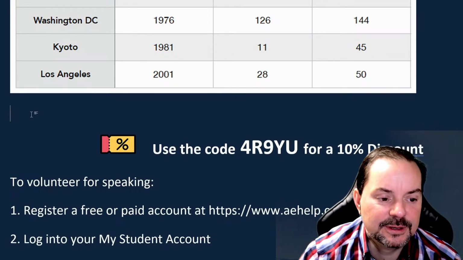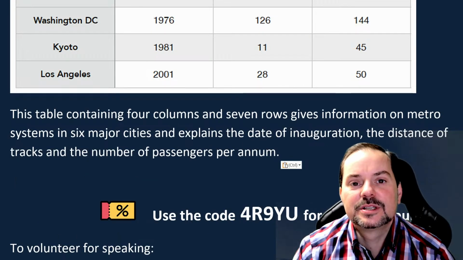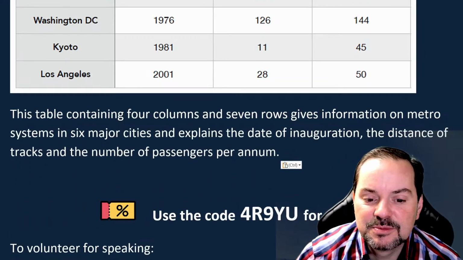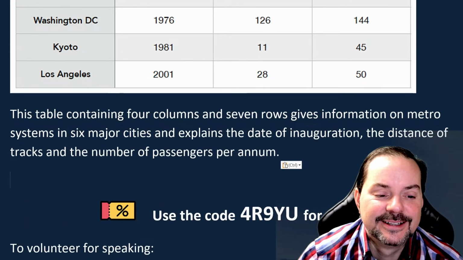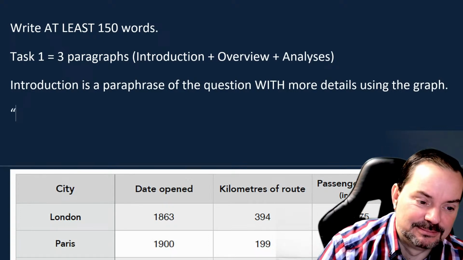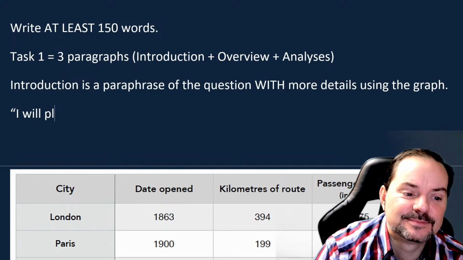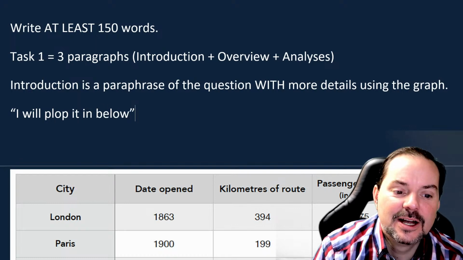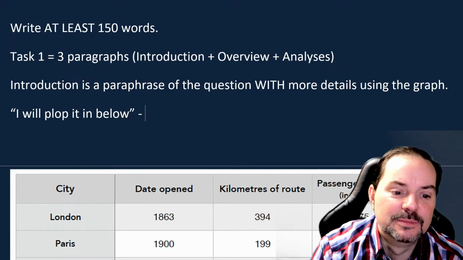By the way, if you hear me using some interesting words and vocabulary while I speak, make sure to catch it. Did everybody catch me say I'll plop it in? It's common to say it like this. I will plop it in. Kind of means like I'll drop it or I'll move it below.